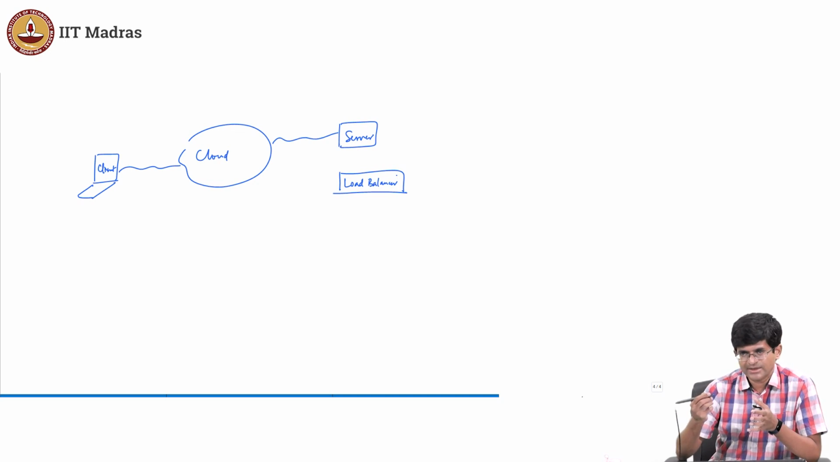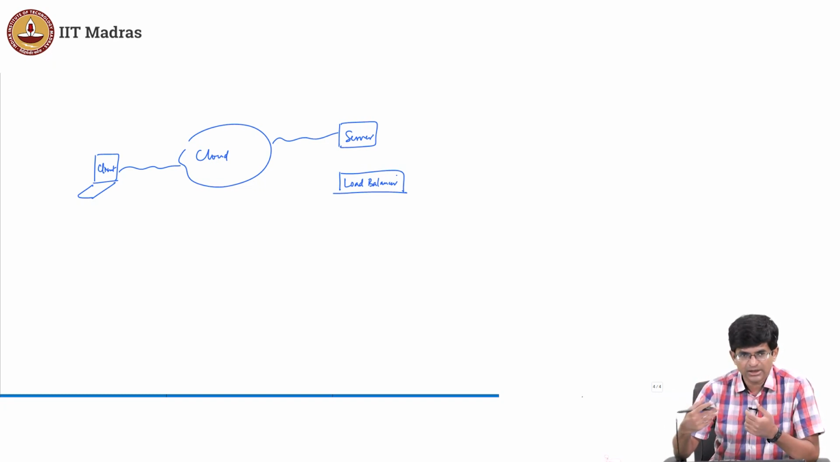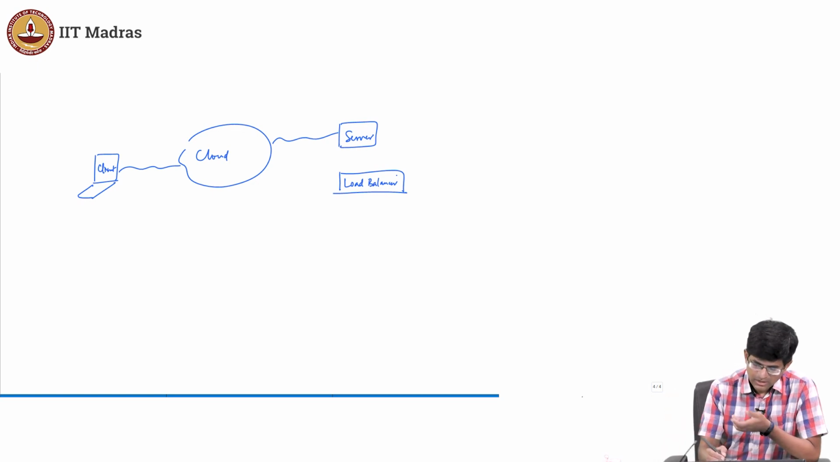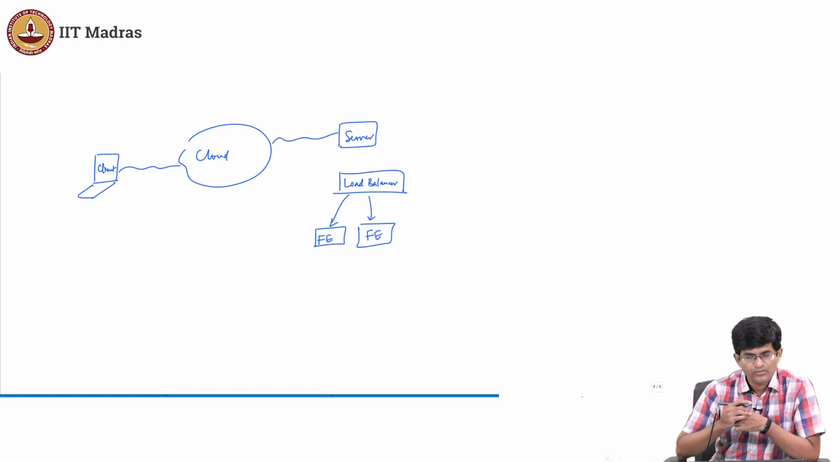What does a load balancer do? It's a program running somewhere on a machine whose only job is to sit there listening for network requests, and as and when it gets a request, what does it do? It forwards that request to someone else to answer. Usually it will send the request to one of many so-called front-end servers, right?